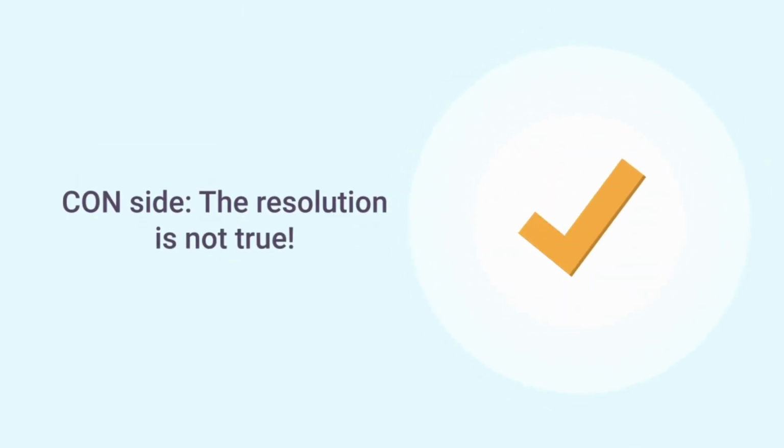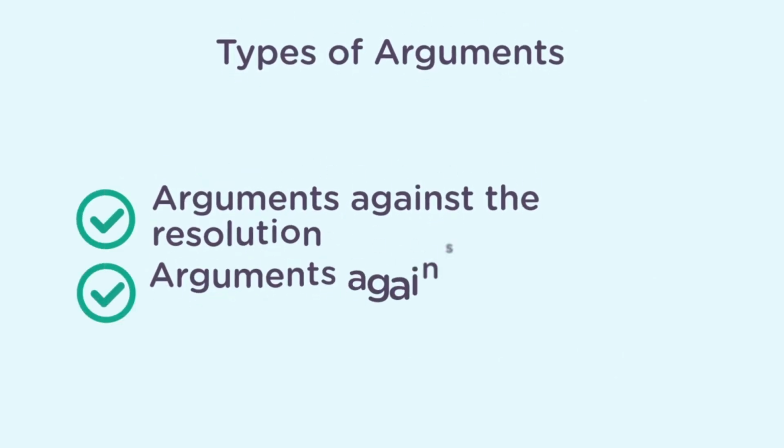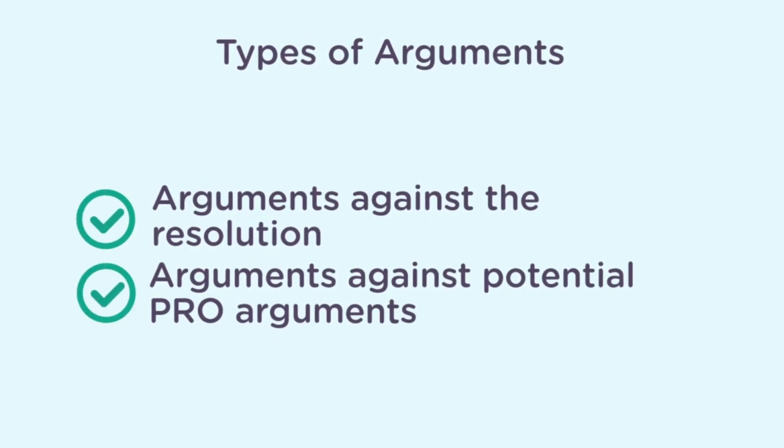The con team just needs to prove that South Korea should not limit the number of academies. Maybe because it won't fix any problems, or that it won't create a much better situation than what currently exists. As the con team, there are two main types of arguments you can make. Ones that are against the resolution, and ones that are against the opponent.